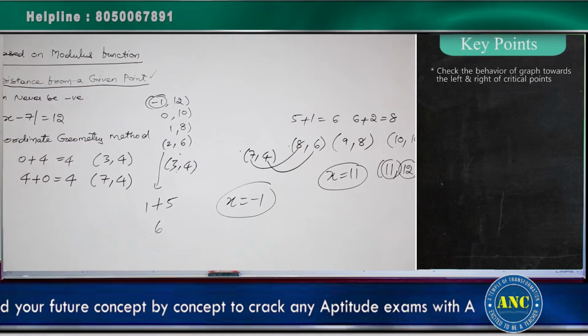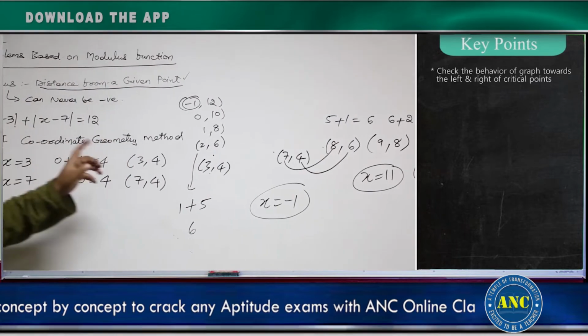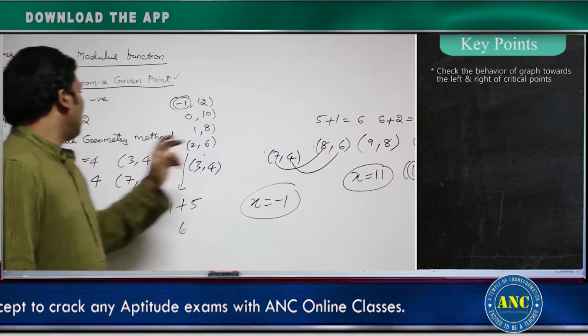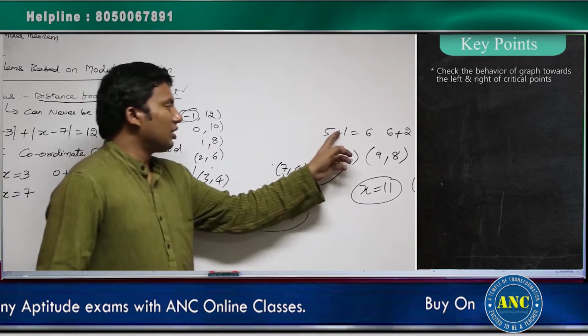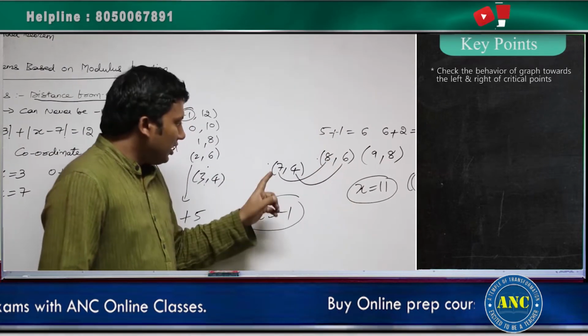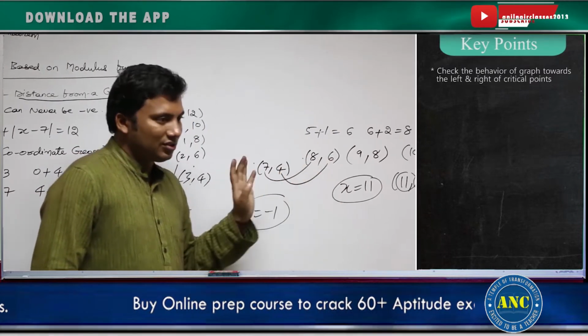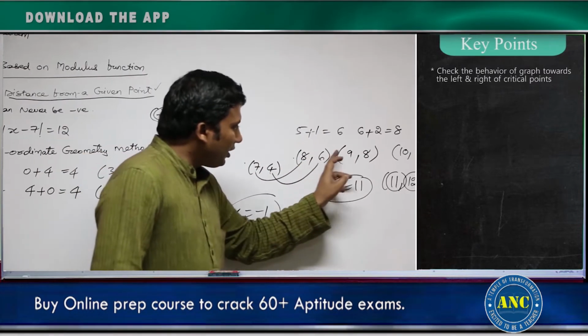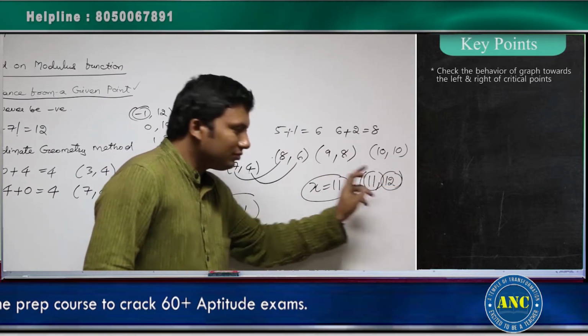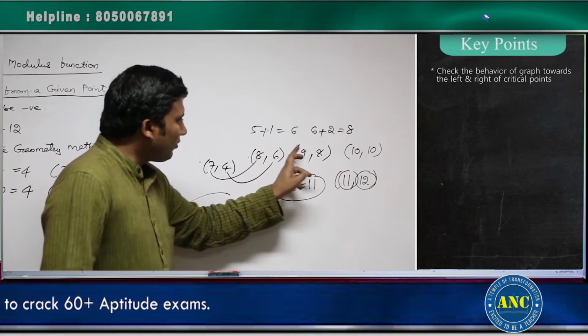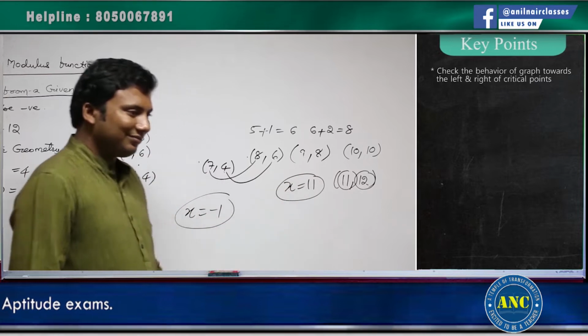After 7 I took 8. 8 minus 3 is 5. 8 minus 7 is 1. 6. 8 comma 6. Increase in x by 1 value, increase in y by 2 values. Increase in y by 2, increase in y by 2, increase in x by 1, increase in x by 1.